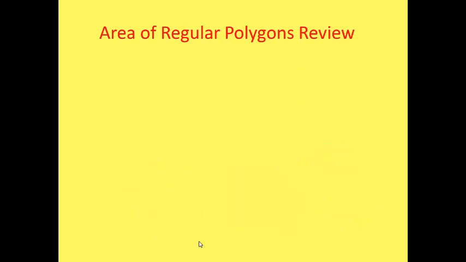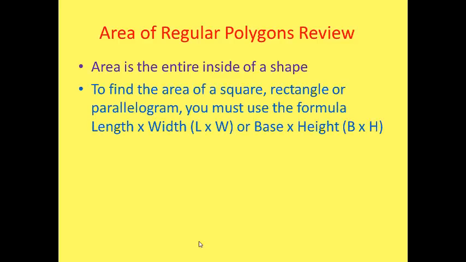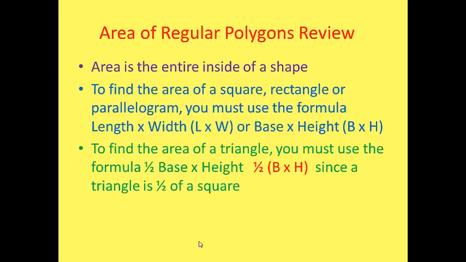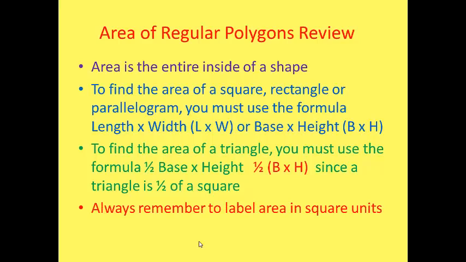So let's review. Area is the entire inside of a shape. To find the area of a square, rectangle, or parallelogram, you must use the formula length times width or base times height. Both of them meaning the same thing and both of them giving you the same answer. To find the area of a triangle, you must use the formula 1/2 base times height, since a triangle is 1/2 of a square. And always remember to label area in square units.